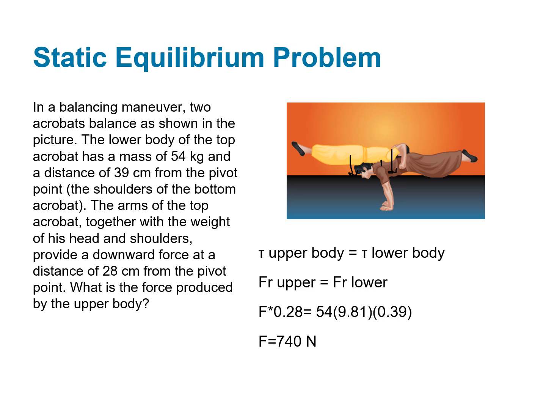Nope, sorry, the upper body is 28 centimeters, so 0.28 in meters. The lower body has a mass of 54, times 9.81 is going to give me the force, and then that distance is 0.39. So I think I messed up before. The lower body to here, that is the 0.39, and for the upper body to the pivot point is going to be the 0.28. So those are in the correct spot, and we get a force of 740 newtons.